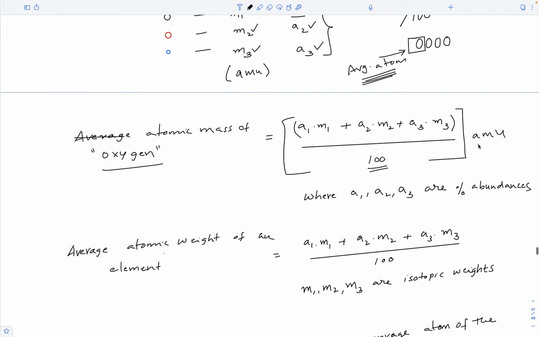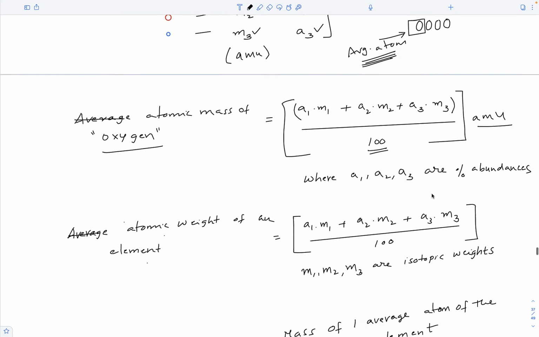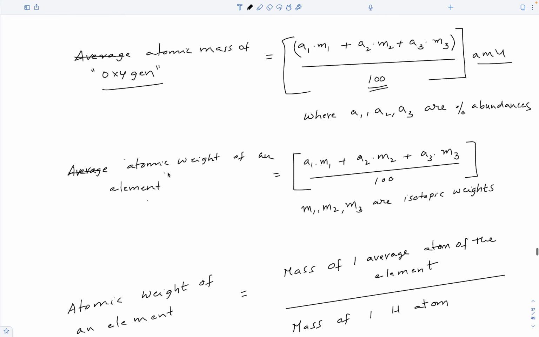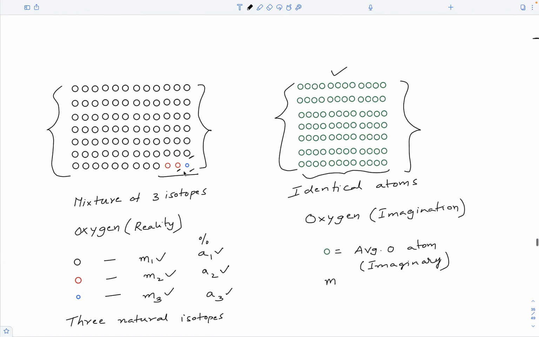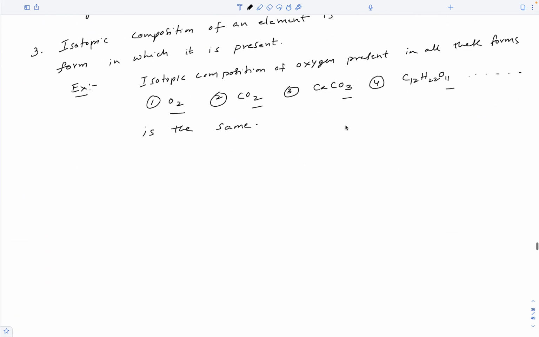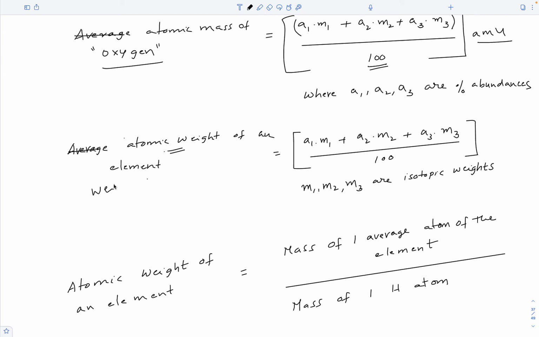And if you remove the unit AMU, it becomes average atomic weight, or simply atomic weight of that element. So we assume that the element is composed of identical atoms with this atomic weight, though it is actually a mixture of different isotopes of that element. By the way, do you remember what we call this kind of average? It's called weighted average, right? We did a similar example before with fruits.